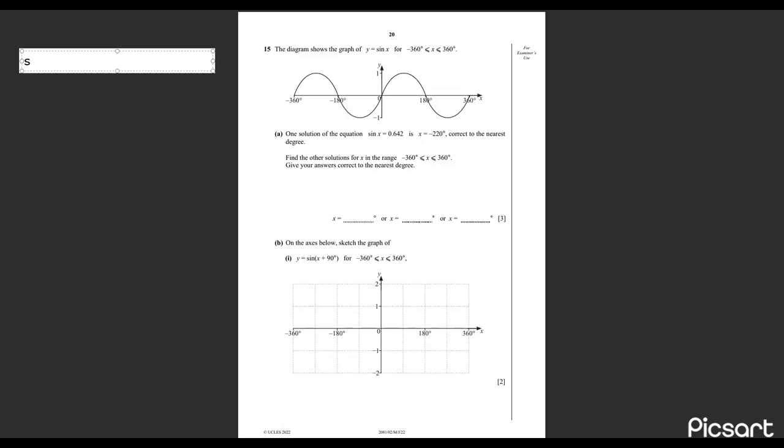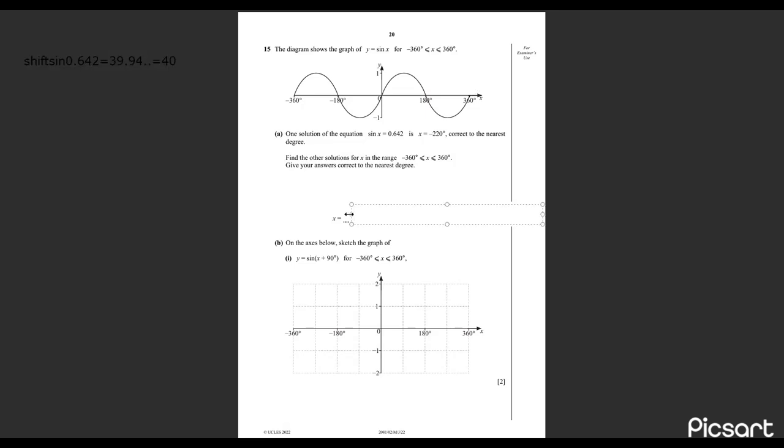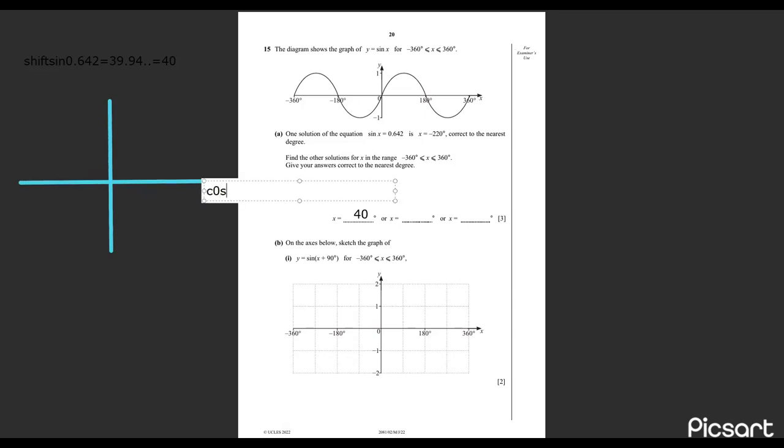Exactly, on your calc when you press shift sine 0.642, it gives you 39.94 and so on, which we can approximate to 40. So here the first x is equal to 40. Remember this, we have a sine answer. Remember this graph: when the sine is positive, the x is cosine and the y is sine.